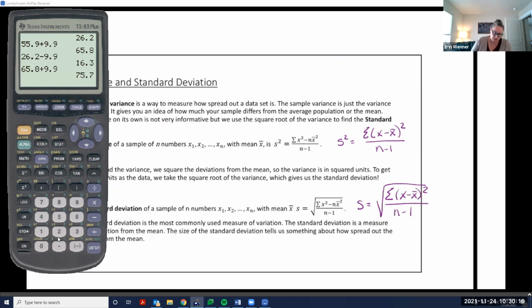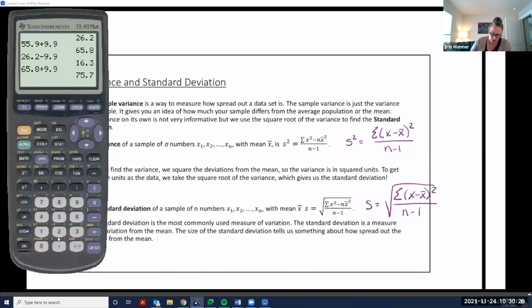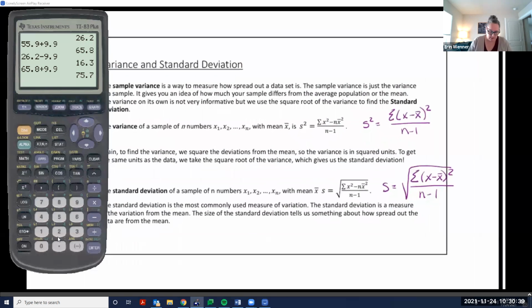The standard deviation is the most commonly used measure of variation. The standard deviation is the measure of variation from the mean. The size of the standard deviation tells us something about how spread out the data are from the mean. So if your standard deviation is a big number, it's really spread out. If your standard deviation is a small number, then your data is very close together. That's all they're trying to say there.